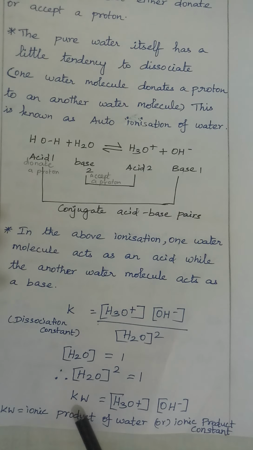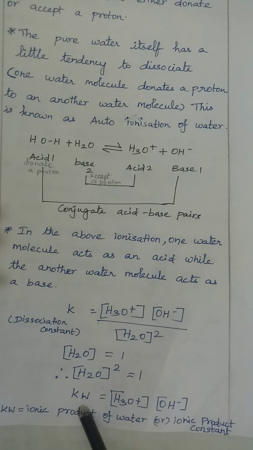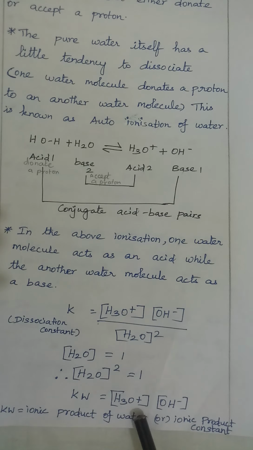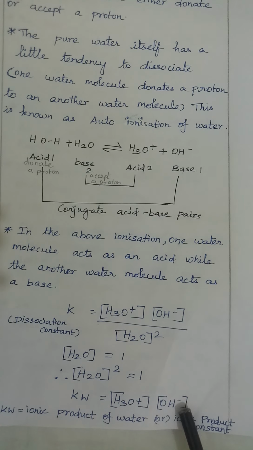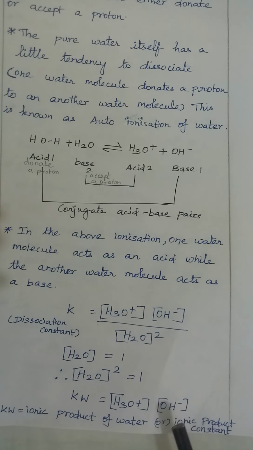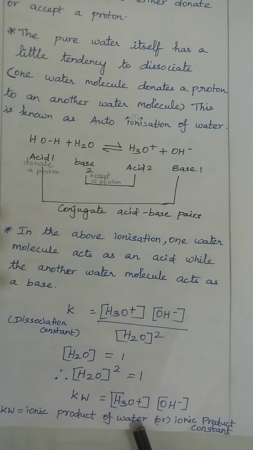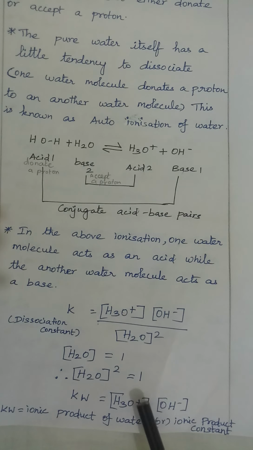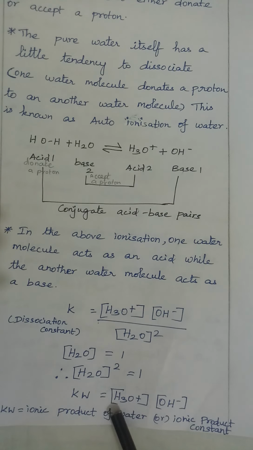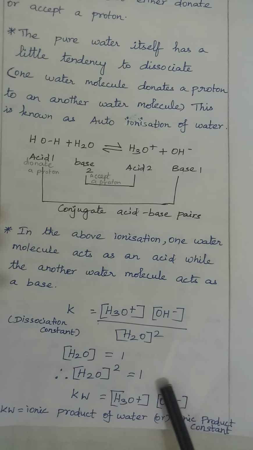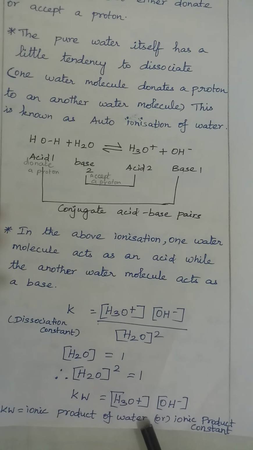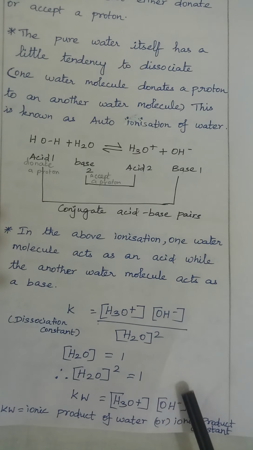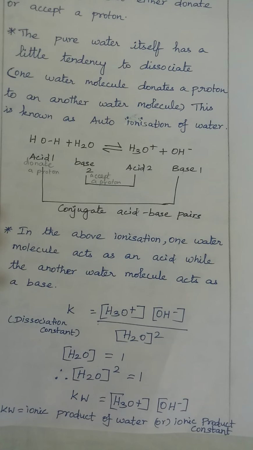What is the ionic product of water? Kw is equal to H3O+ concentration times OH- ion concentration. How to define the ionic product of water? Ionic product of water is defined as the product, meaning multiplication, of hydronium ion concentration and hydroxyl ion concentration.